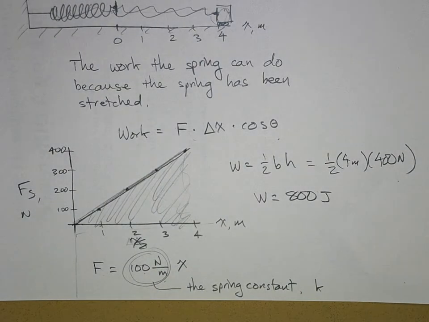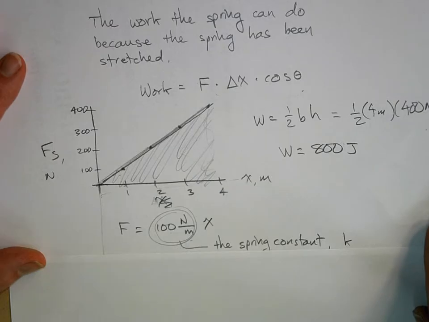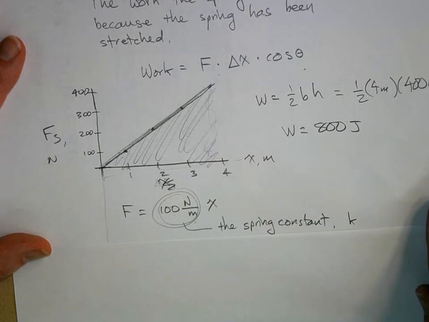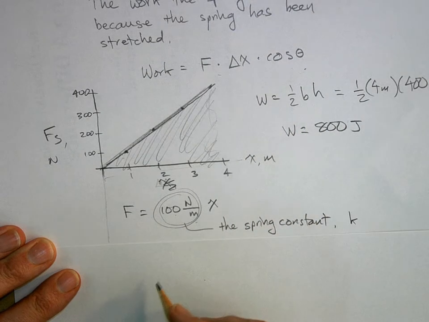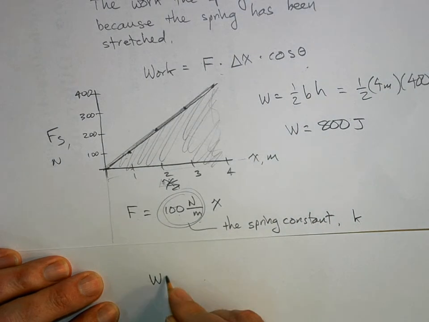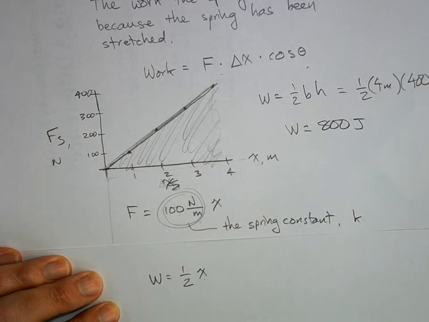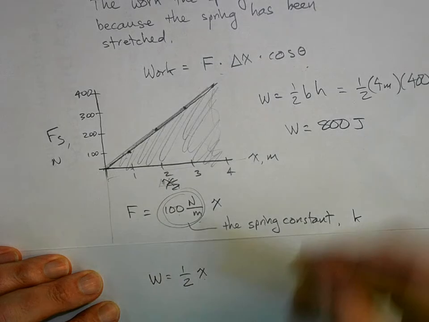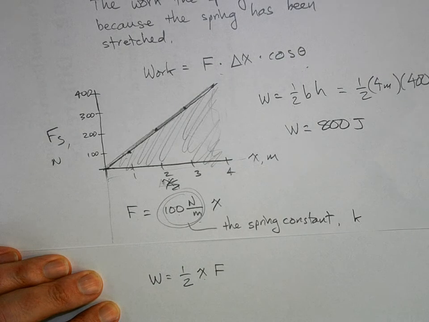Now I'm going to do a little trick here. I want an expression for the energy stored up in a stretched spring. How much work can it do? Well, we said that work is the area of this graph, 1/2 the base times the height. Well, it's 1/2. Now, what is the base? Well, the base we're going to call x. And what is the height? Well, the height is the force. Everybody agree with that? Okay.